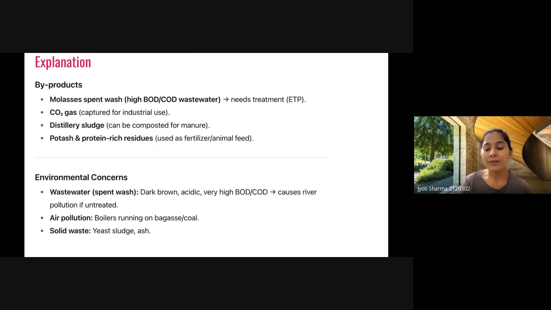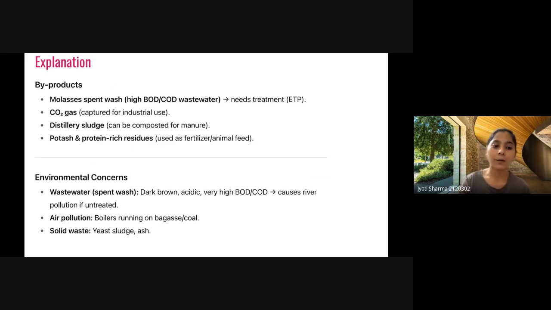Okay. And what would be the product? We already have discussed that the product may be alcoholic beverages, maybe industrial alcohol, but there may be some side product that we have to take care of, because right now we are studying how different industries are giving you different waste things or waste water.